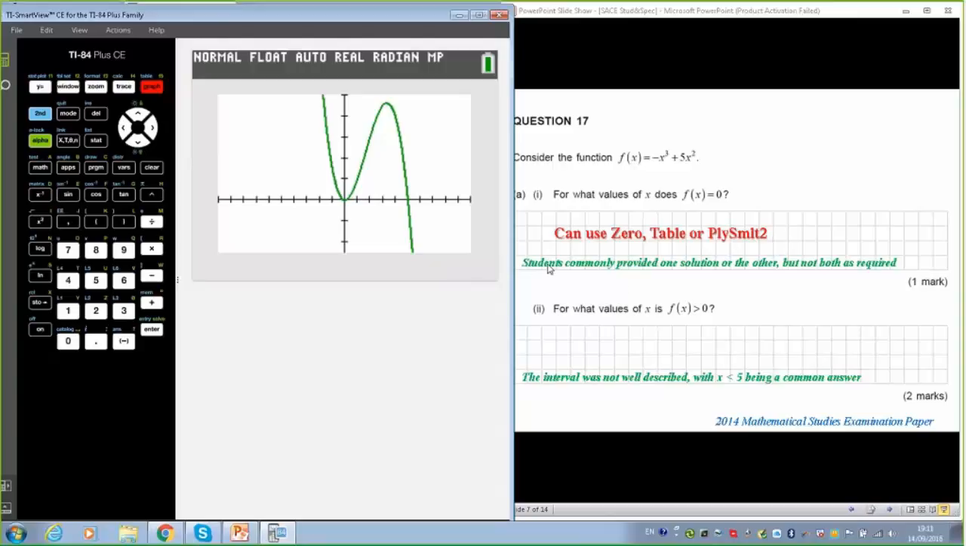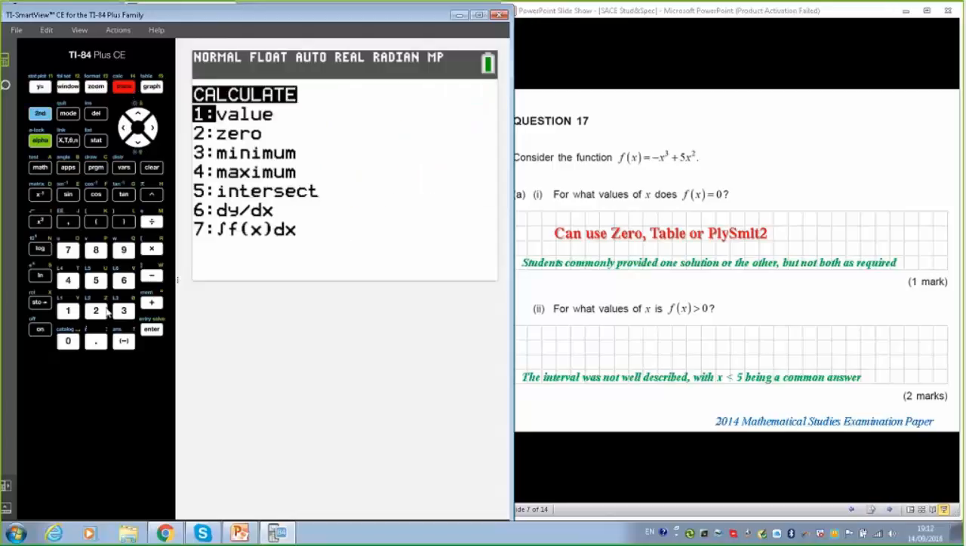The green part here is the feedback from the Chief Assessor's report. They pointed to one solution or the other, but not both as required. There's not a giveaway in the mark, but there's a giveaway here: it says the values of x. It doesn't have it in brackets. It actually says the values of x. So one way would be for the students to calculate the zeros.